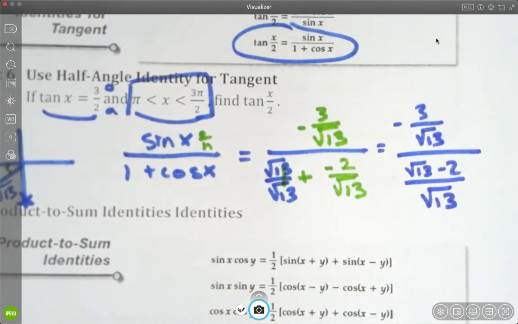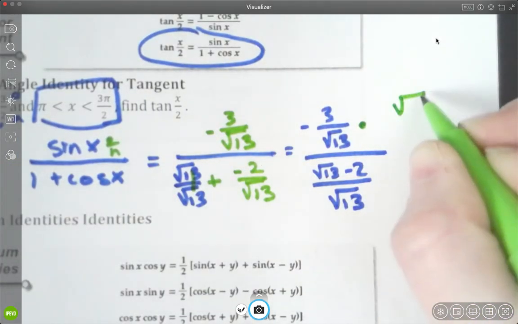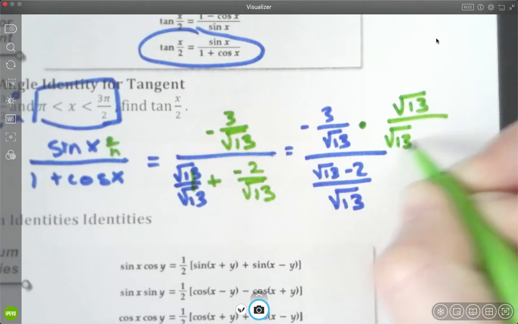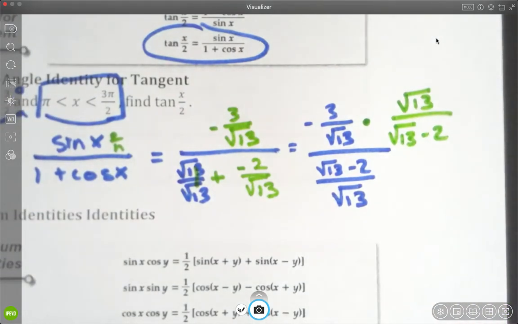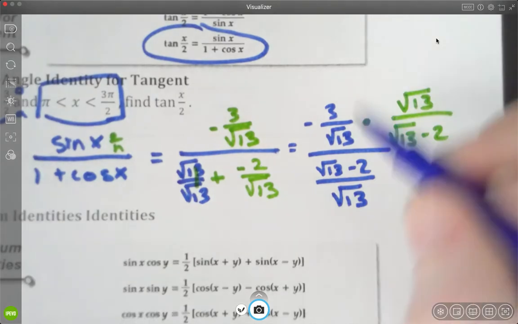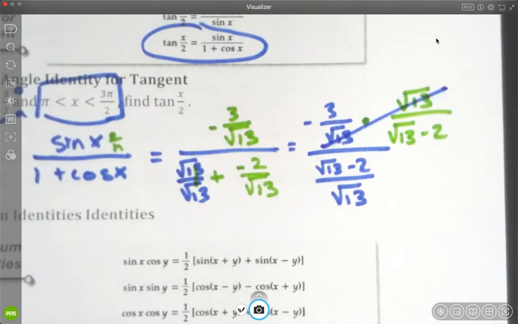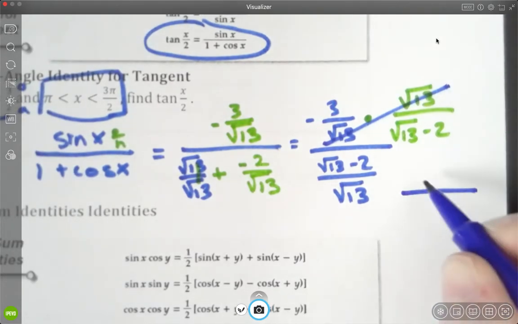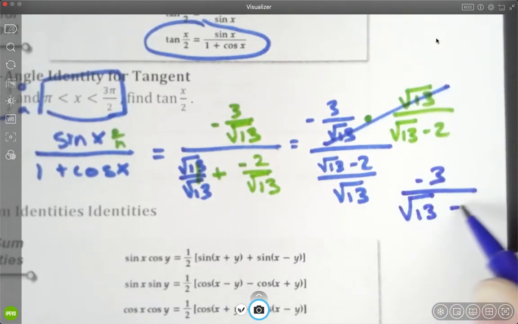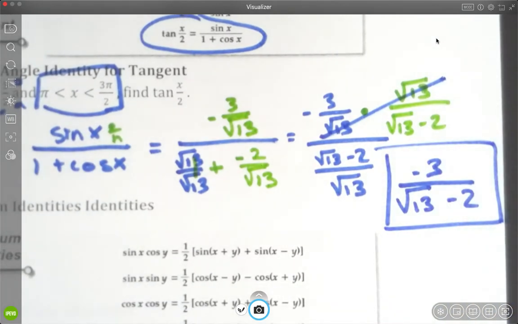This comes out really nice. Can you see it yet? Keep, flip, flip. So the top is going to be kept, times the square root of 13, all over the square root of 13 minus 2. And, ta-da! The square root of 13s cancel out. Are we doing okay so far? So the whole thing comes out to -3 over the square root of 13 minus 2, and that's what it is. That's still ugly, but it came out a lot nicer than it was to start with.